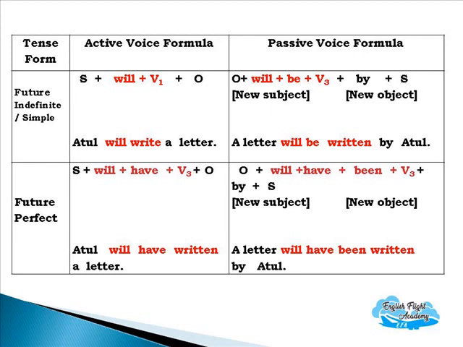And future perfect tense: subject plus will plus have plus verb 3 plus object, and object plus will plus have plus been plus verb 3 plus by plus subject. "Atul will have written a letter" becomes "A letter will have been written by Atul."